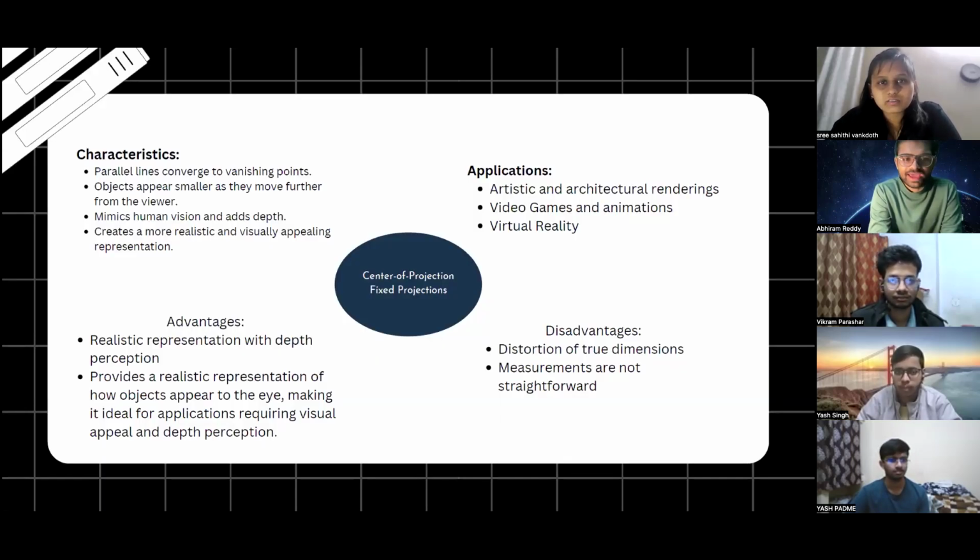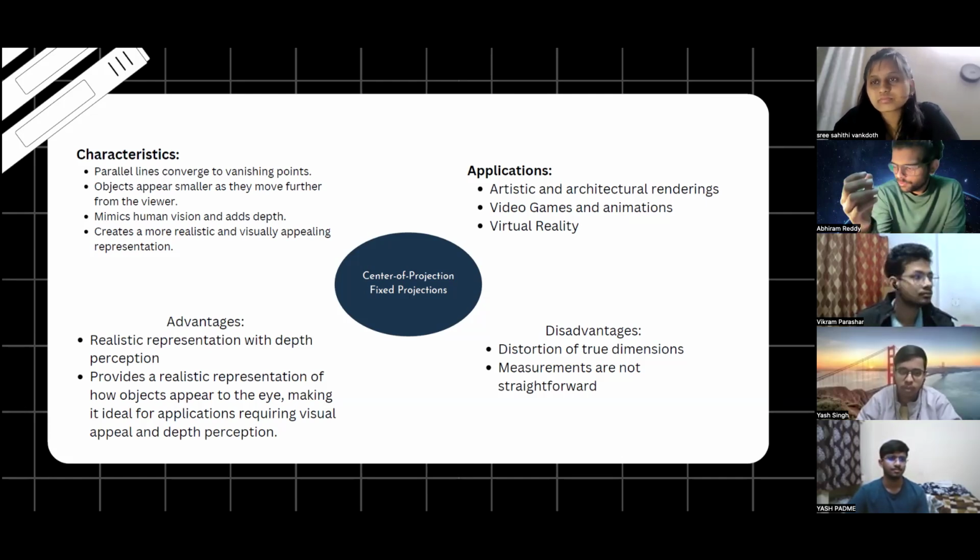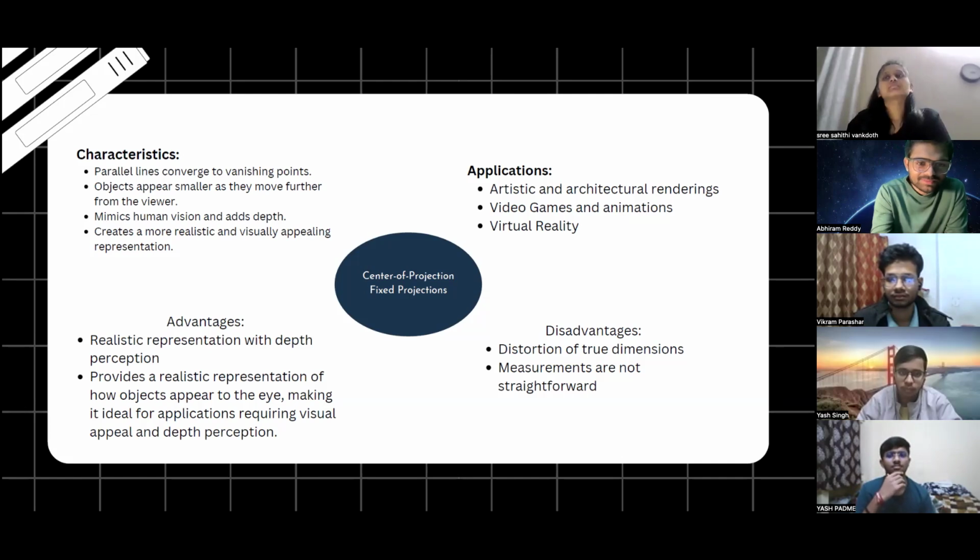Okay, so characteristics, as I discussed: parallel lines in center of projection fixed projections converge to vanishing points. That is, the points from where the seemingly parallel lines seem to originate. And the objects appear smaller as they move further and bigger as they move closer. And as discussed earlier, it mimics human vision and adds a perception of depth.